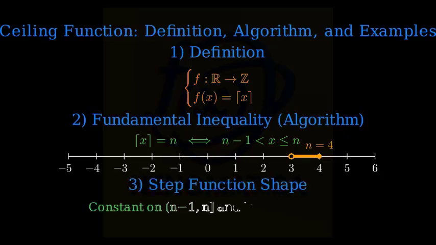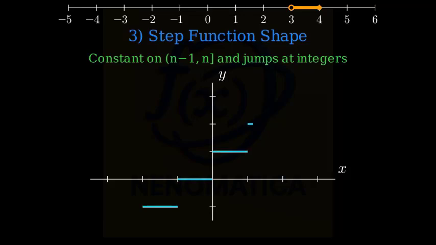Step 3. Understanding the step function. The function f of x equals the ceiling of x is constant on each open-to-closed interval from n minus 1 to n. It jumps by 1 at every integer. Let's draw a small portion of the graph.